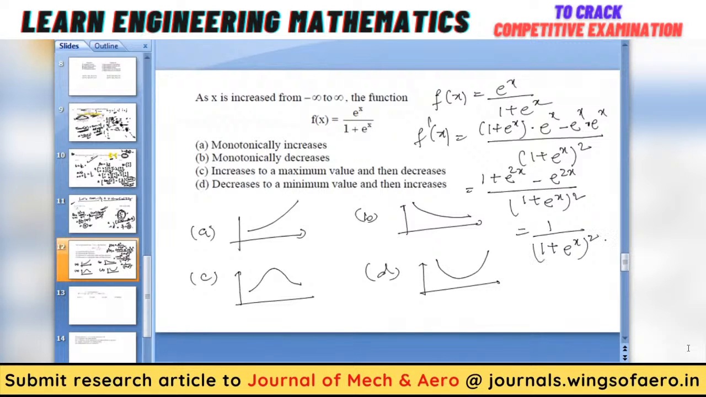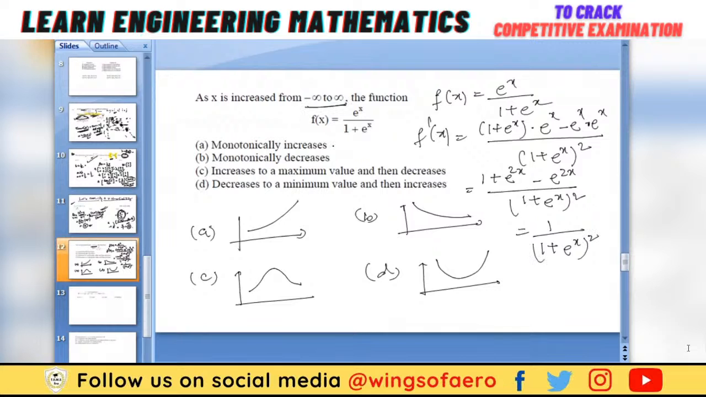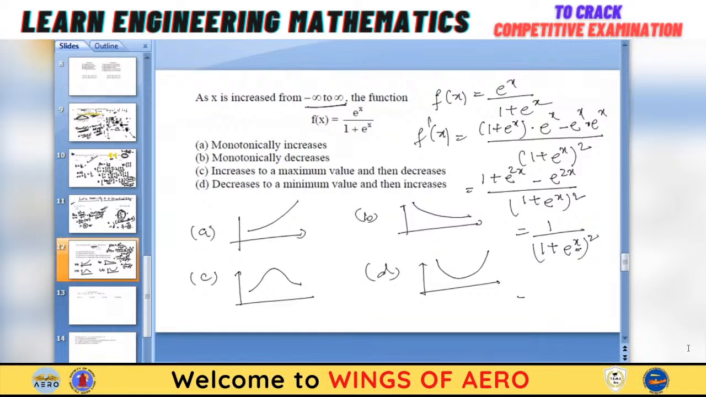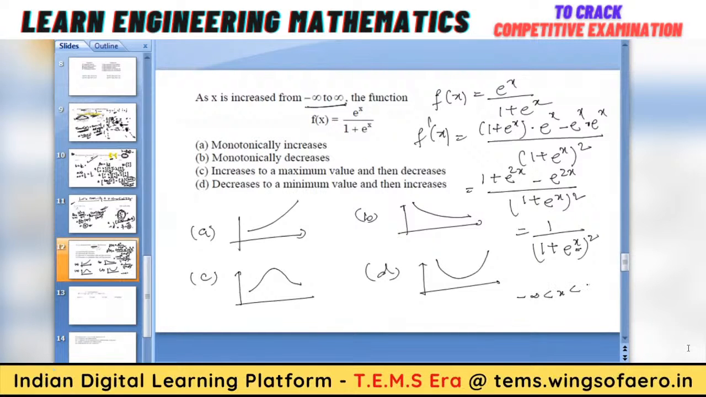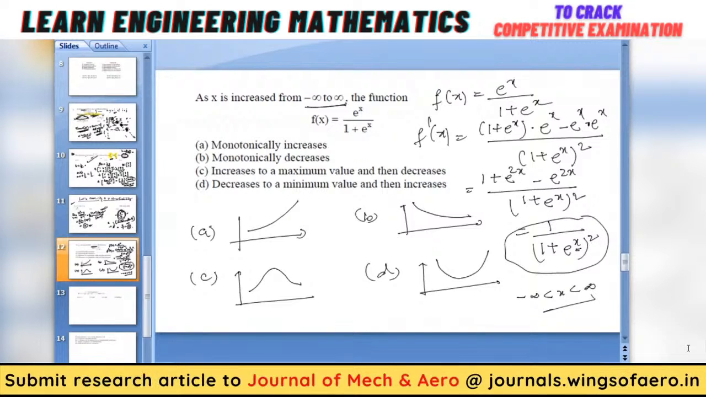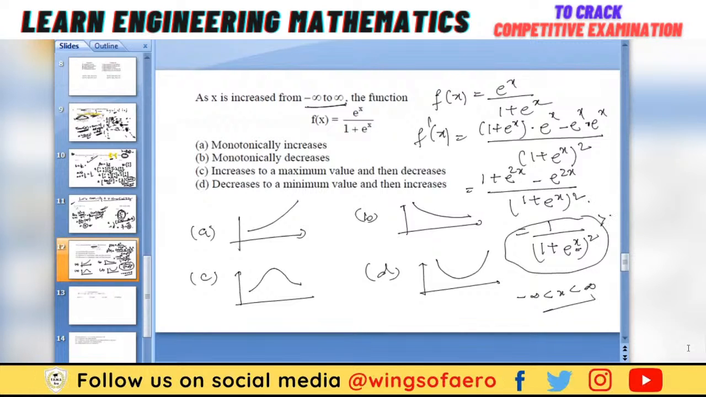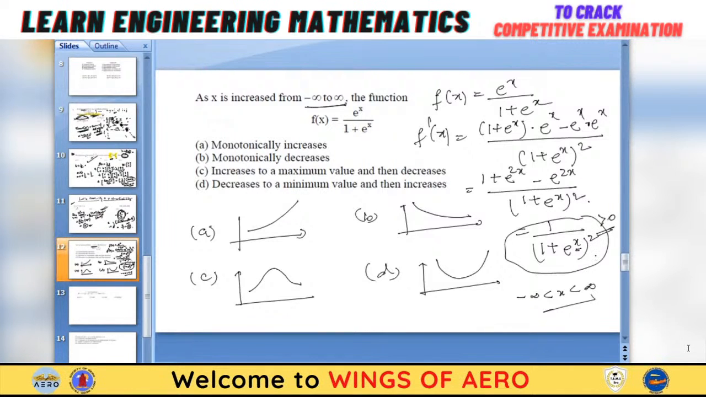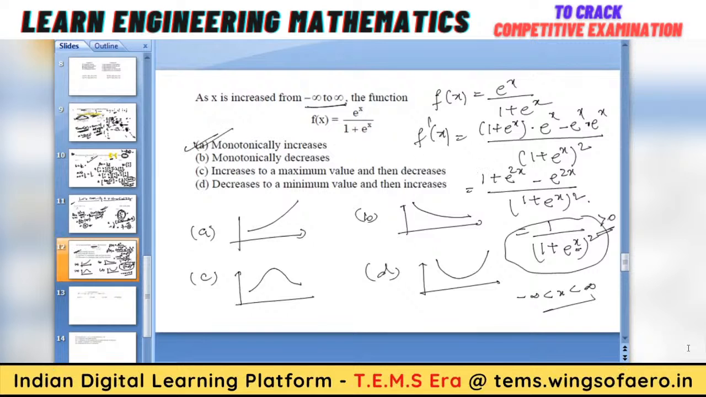Now the range is minus infinity to plus infinity. So if x ranges between minus infinity and plus infinity, look at this, the whole denominator is a square term. We know that if it is a square term, whether I put the value of x as minus or plus, whatever the value, it is always greater than 0. Whatever the value of x is, we don't bother. So this is a monotonically increasing function. That is, A is the right answer here.